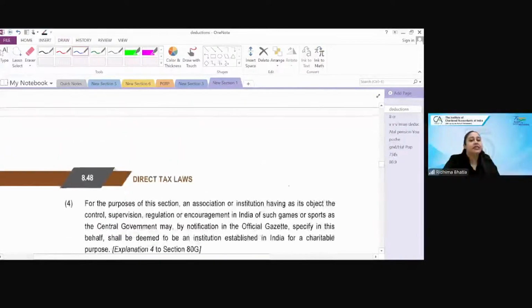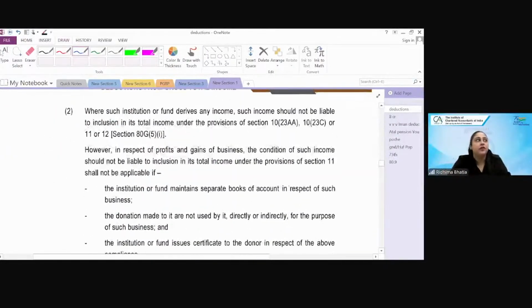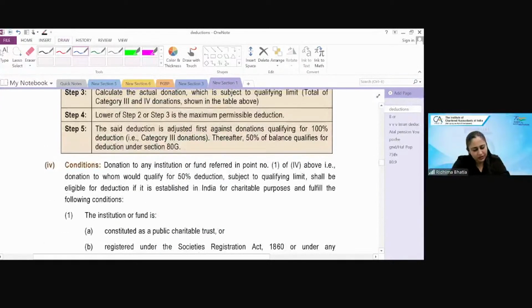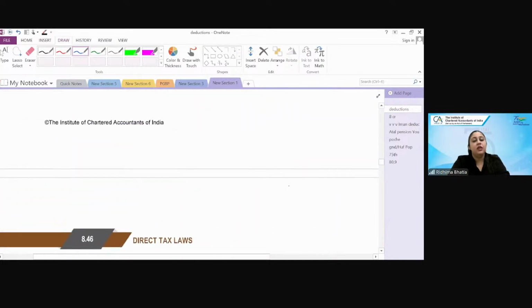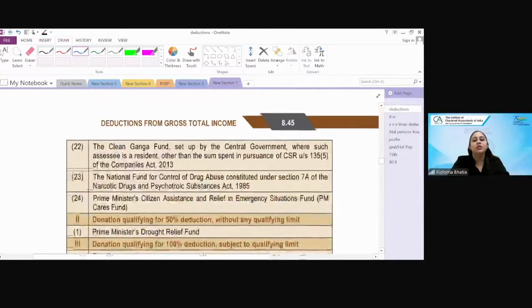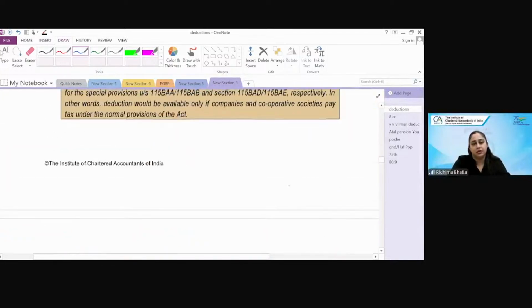So now let's proceed to a very interesting, very important, very common section, 80G. Until now, in the sections we did, no one had any assessee in their name, only individual and HUF. This particular first section coming up now is available to all assessees.